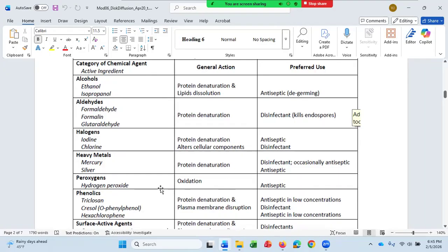Peroxygens, like hydrogen peroxide, are used typically as an antiseptic. However, this is one antiseptic that is actually effective at killing endospores, as hydrogen peroxide or peroxygens. Any question about any of that?